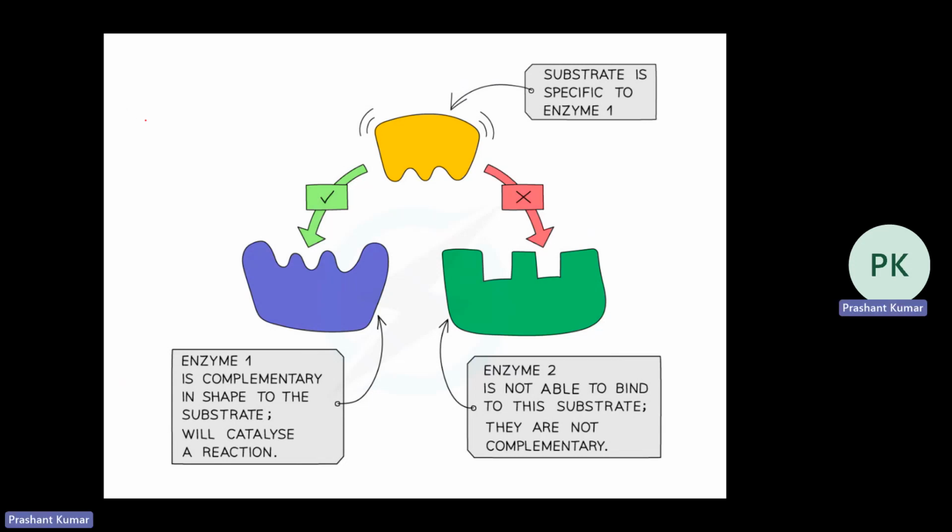This slide talks about the specificity of the enzyme. It means they are highly specific. So you can see here, this is the substrate, this is the enzyme. Right, we have two enzymes. So this substrate cannot bind here, but it can bind here. So they have a complementary shape. Complementary means exact same shape, the opposite shape, so that they can fit in the active site.